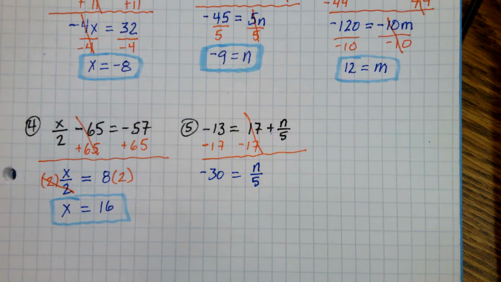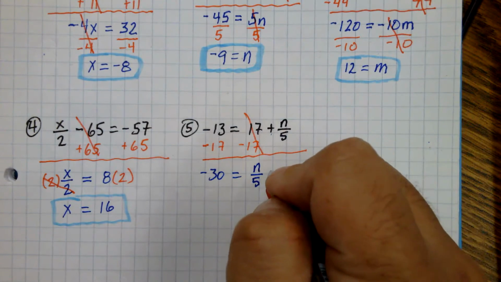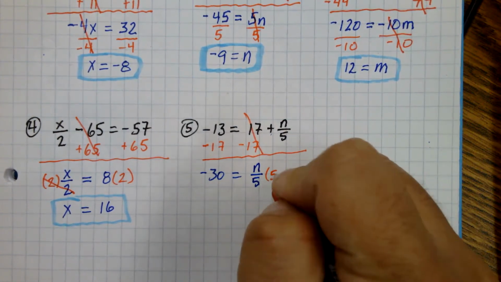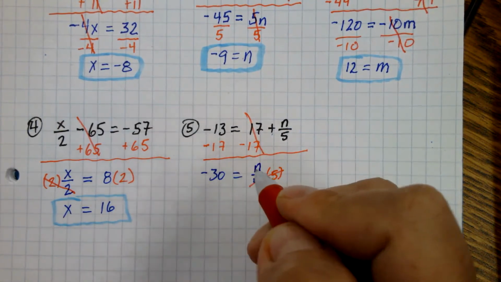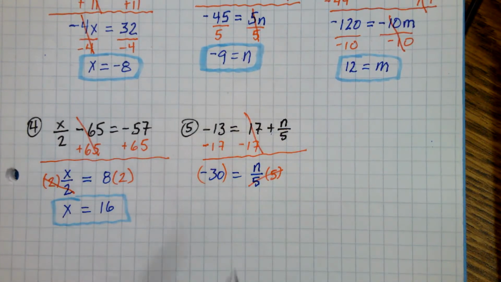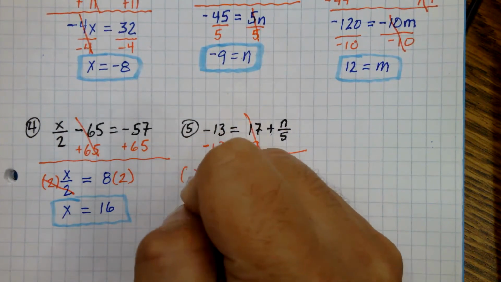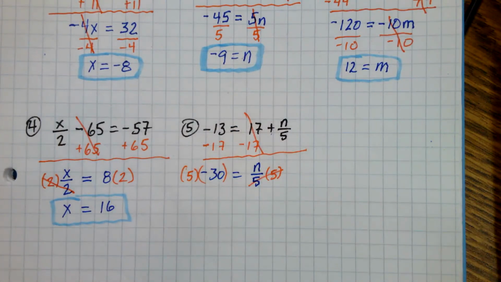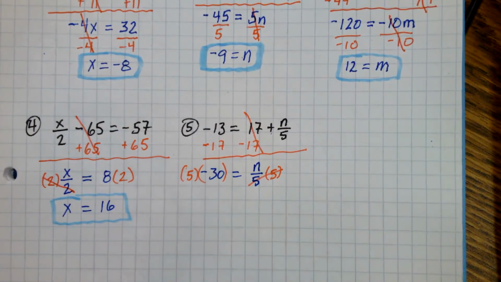Okay, so I want to get rid of this 5 that's in the denominator. It's a division, so we're going to multiply. But what's the catch? If I multiply on the right by 5, I have to do it on the left. I like to do this because I don't want to think of it as subtraction. I'm going to put parentheses around my negative 30, and then parentheses around the 5 to show multiplication, because I had to multiply by 5 on both sides. So it's 5 times negative 30. Negative 150.